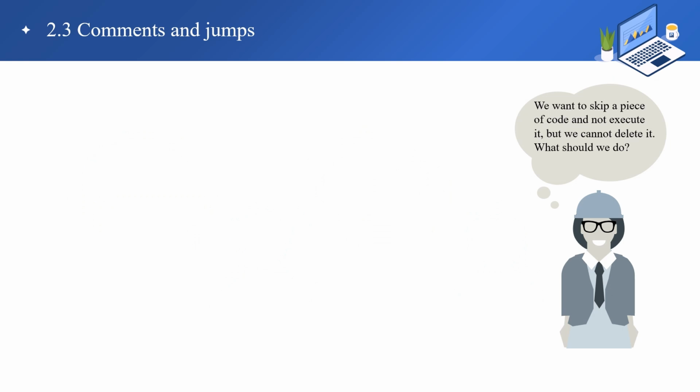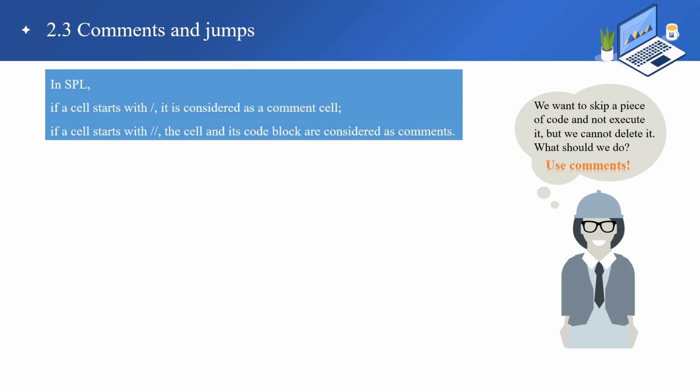In the process of debugging, sometimes we want to see the running effect when a piece of code is skipped and not executed. However, if we delete this code, we may need to add it back later, which is troublesome. In this case, comments can be used. Almost all programming languages provide comment statements or functions. In SPL, if a cell starts with a slash, it is considered a comment cell. This cell will be automatically ignored and skipped during execution. If a cell starts with a double slash, the cell and its code block will be ignored and skipped.